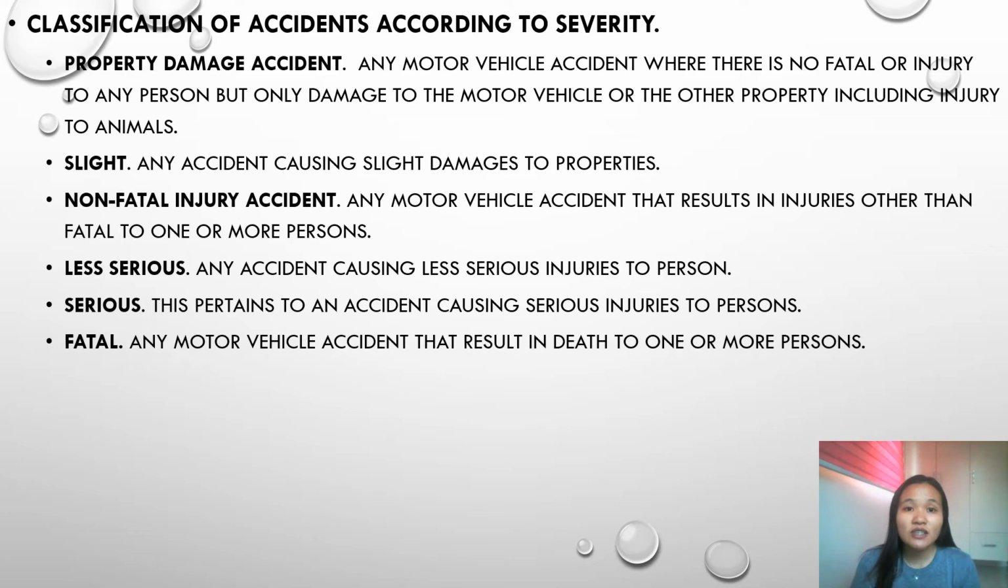Slight, any accident causing slight damages to properties. Non-fatal injury accident, any motor vehicle accident that results in injuries other than fatal to one or more persons. Less serious, any accident causing less serious injuries to persons. Serious naman, this pertains to an accident causing serious injuries to persons. And fatal, any motor vehicle accident that results in death to one or more persons. Fatal. So, yan na yung nagkakaroon ng pagkamatay ng one or more person because of that accident.